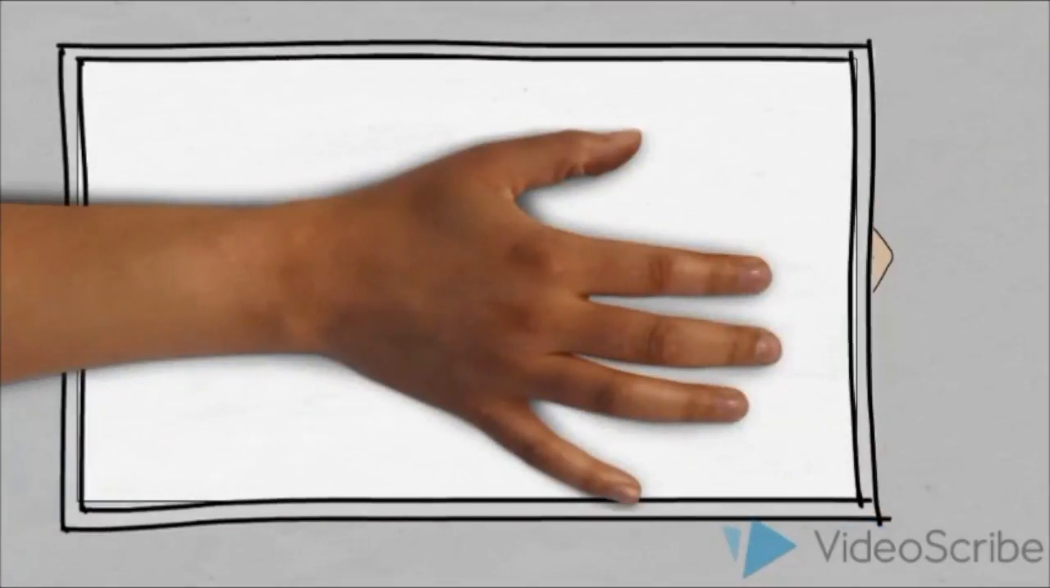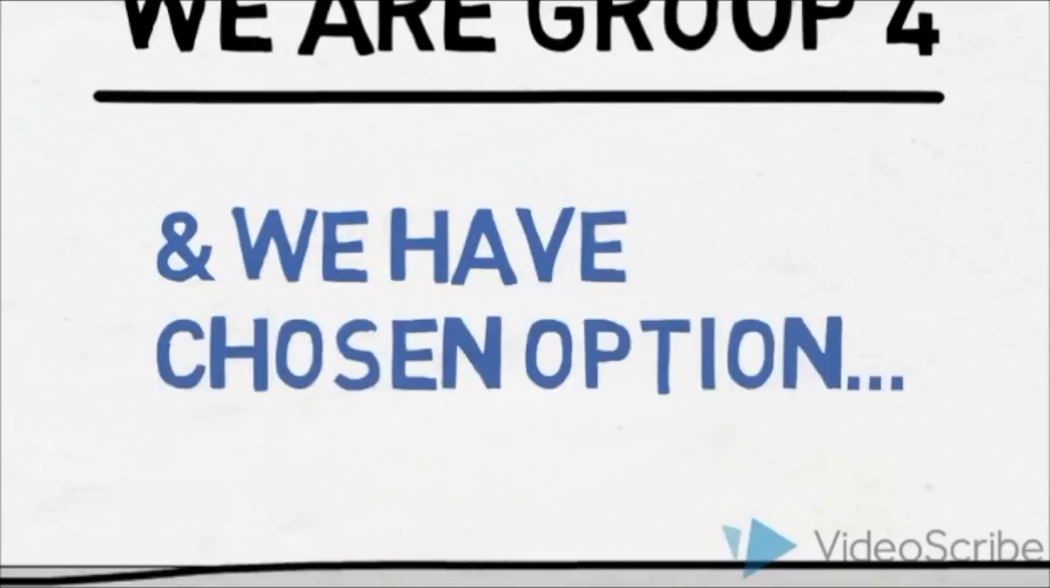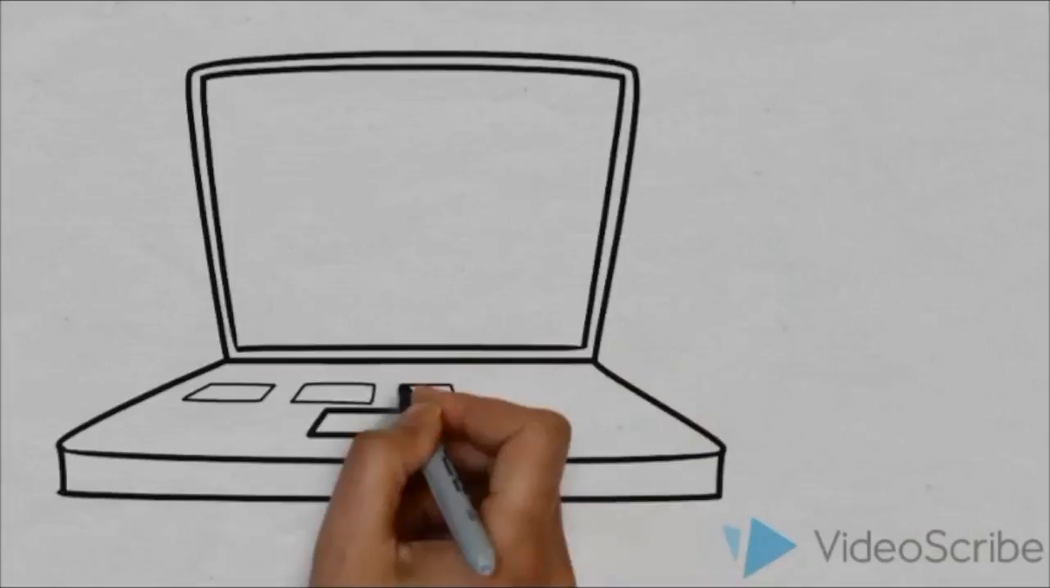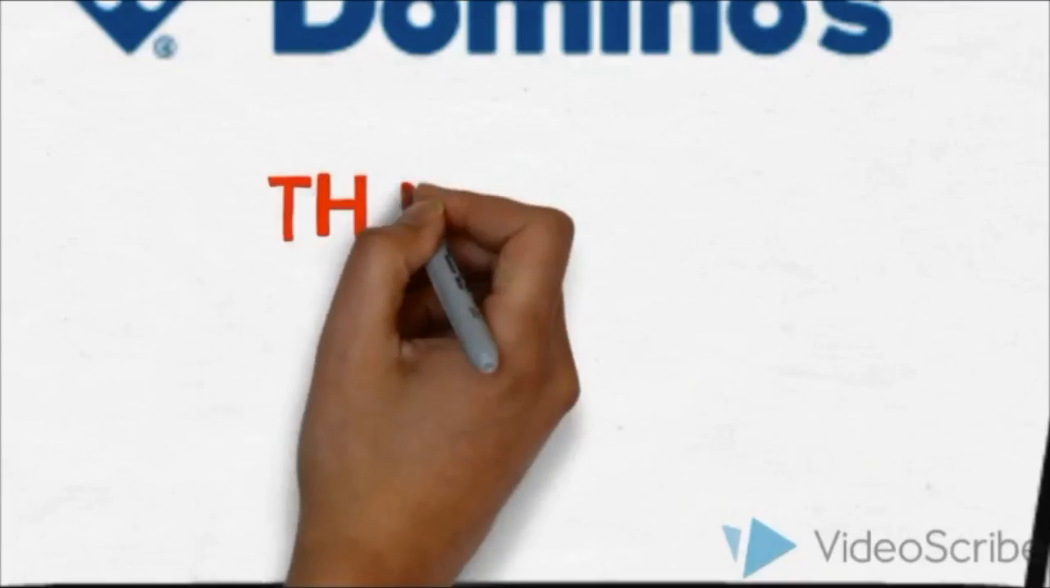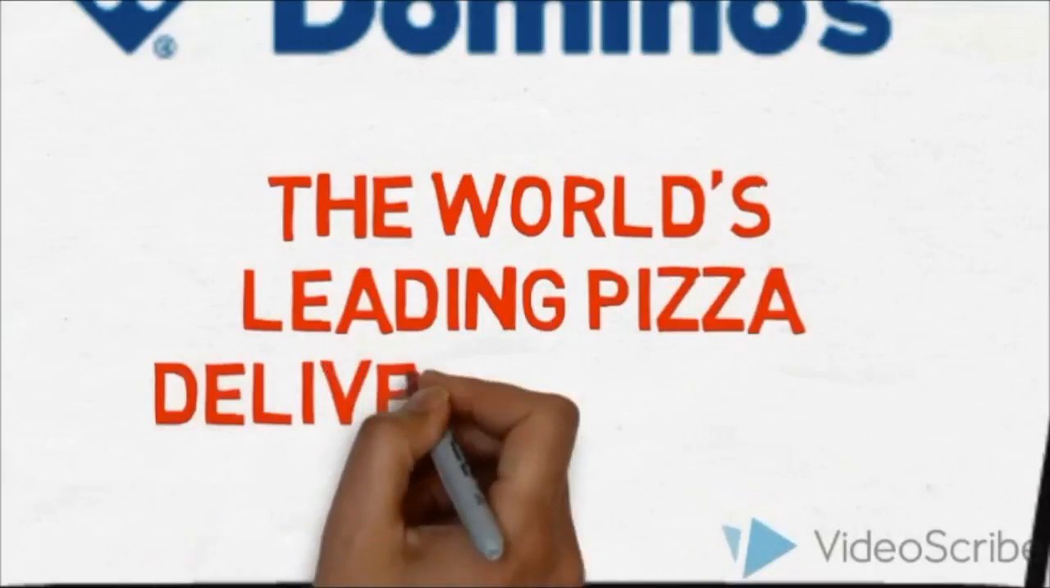We are Group 4 and we have chosen to elaborate on option 1, in which we are going to analyze the information systems used by Domino's, the world's leading pizza delivery company, which competes against such rivals as Pizza Hut and Papa John's.